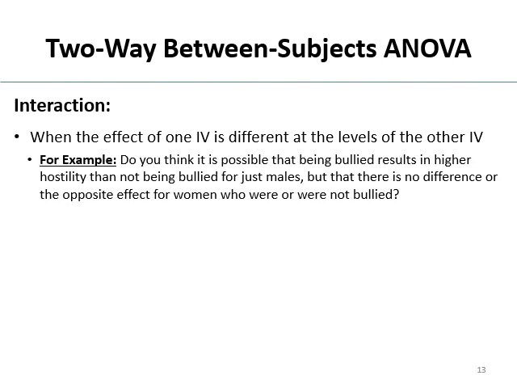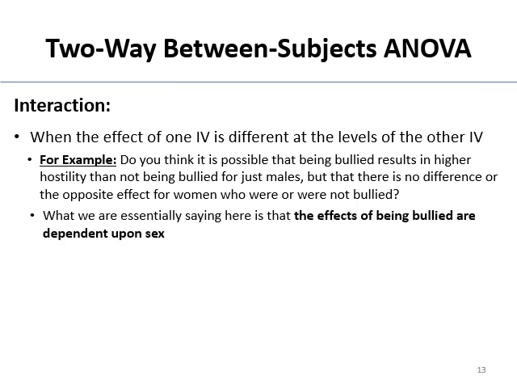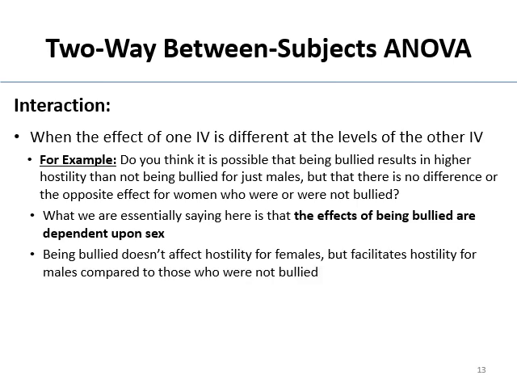They interact. Do you think it's possible that being bullied results in higher hostility than not being bullied just for males? But maybe there's no difference for women, or the opposite effect. Getting bullied makes them less hostile. Like, who knows, okay? Those would be interaction effects, where the effects of being bullied are different across the levels of the other independent variable. That is, the effects of getting bullied were different for men and women. So what we're saying here is that the effects of being bullied are dependent upon sex, right? If you think through it, that's what we're saying. So being bullied doesn't affect hostility for females in this example, but it facilitates hostility for males compared to those who are not bullied.